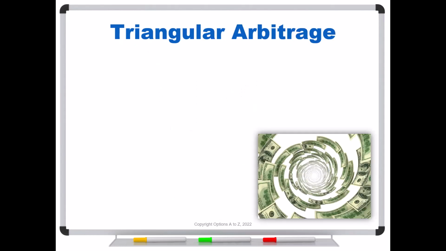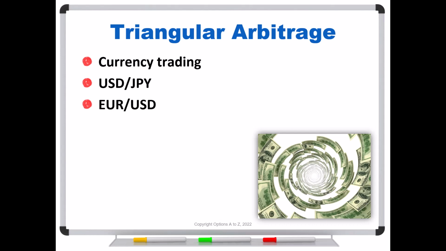So, triangular arbitrage, what is it? Well, it applies only to currency trading. And so, for example, what you're going to do is take three different currency quotes. We might have the US dollar in terms of yen, US dollar / Japanese yen. Then we might take the euro US dollar, and then we need what's called a cross rate. In this case would be the euro Japanese yen.